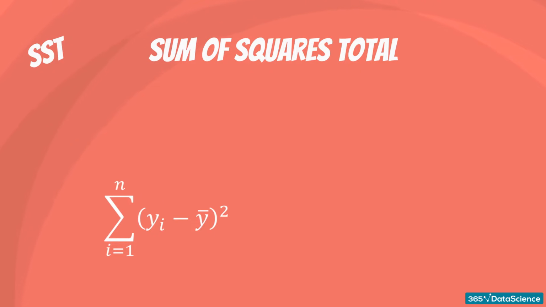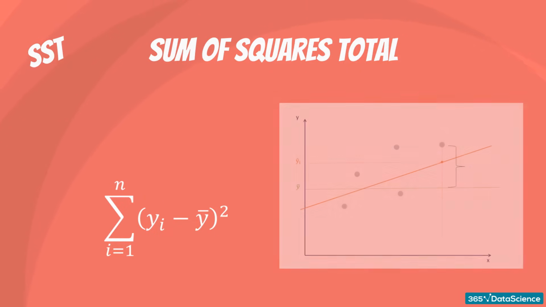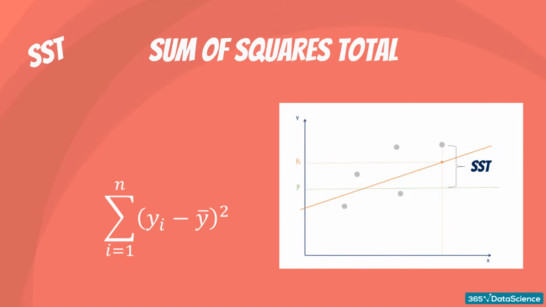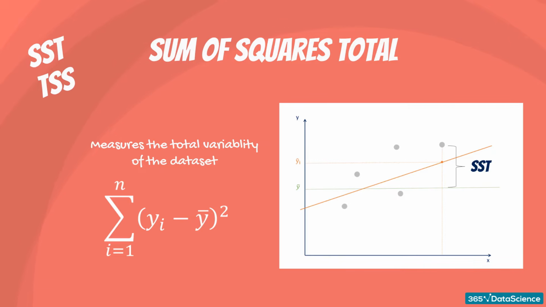its mean. You could think of this as the dispersion of the observed variables around the mean. It is a measure of the total variability of the dataset. Here, I must say that another notation is TSS, or total sum of squares.